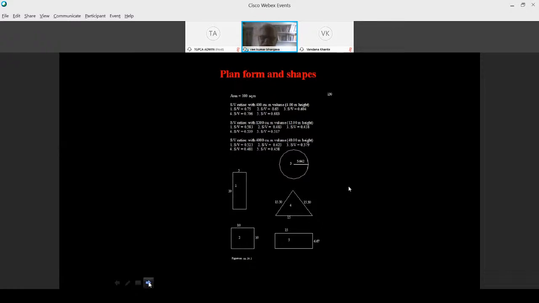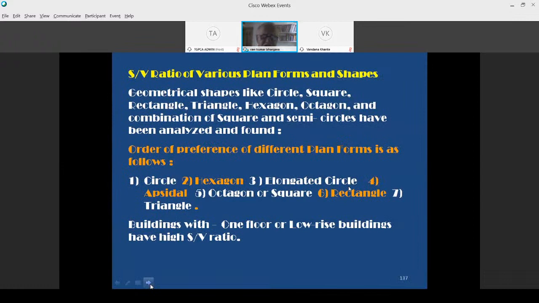Then my study suggests that after comparing all the different shapes, etc., these are the various shapes we have. Then the order of preference of different plan forms is as follows. The plan form that will enclose maximum space with minimum surface area. Then please always remember.